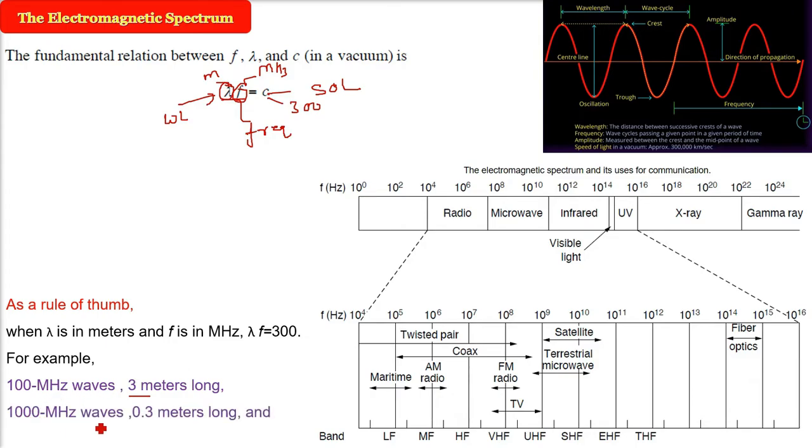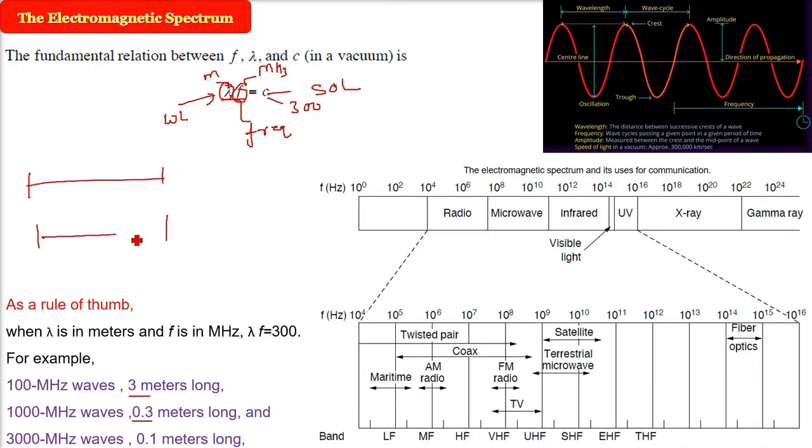That is the wavelength I'm talking about. While if you go to 1000 megahertz, the wavelength will be 0.3 meters. 3000 megahertz, 0.1 meters. High frequency, low frequency, this is how it is defined.